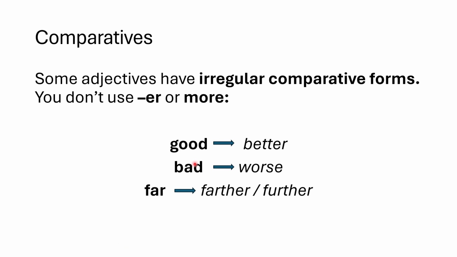Some adjectives have irregular comparative forms. You don't use the suffix er or more. Good becomes better. Bad becomes worse. Far becomes farther or further.